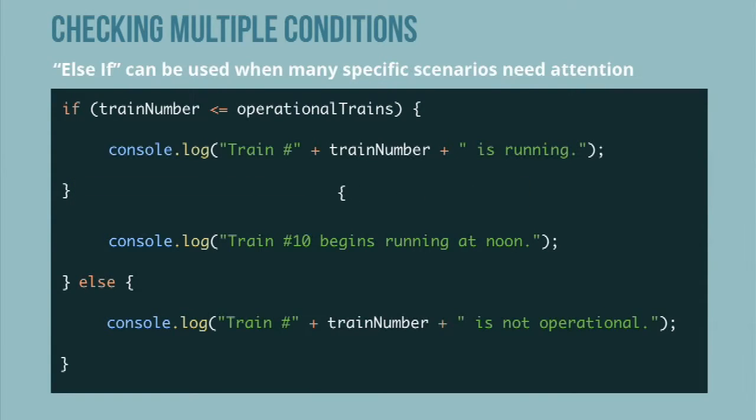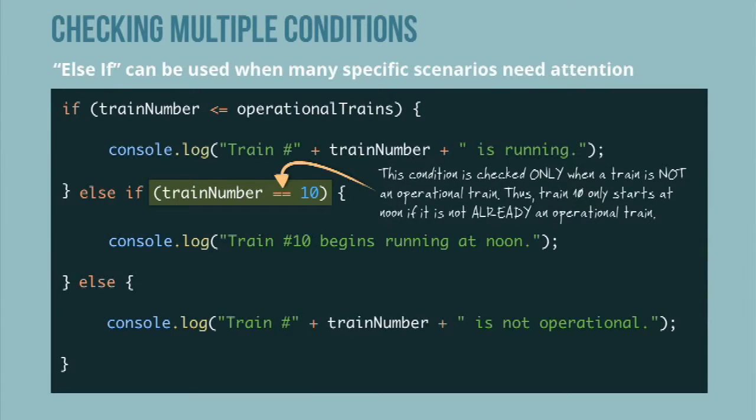How can we implement that particular part of the else if statement? Well, all we have to do is ask whether the train number is exactly equal to 10. If it is, we know it's train 10, and we can print out that that particular train is running at noon. Something to note is that the else if condition is never evaluated at all if the very first condition in the if block is checked and is satisfied. Similarly, the else block will only trigger when the above two blocks have failed.